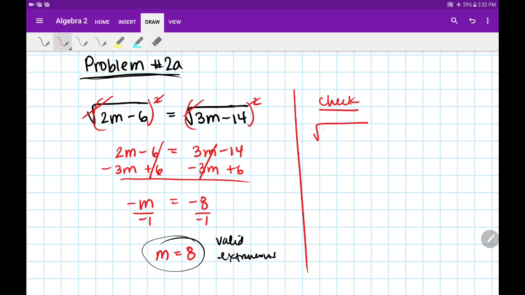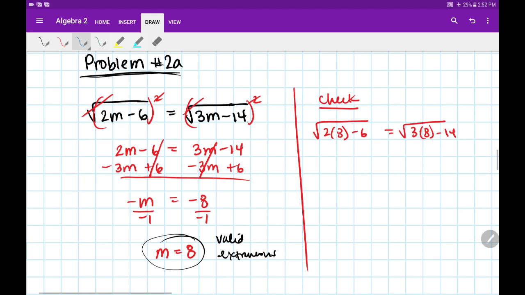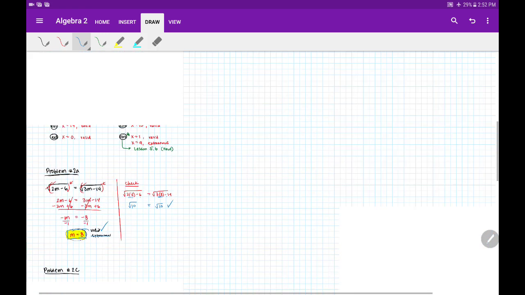So we're plugging in the square root of 2 times 8 minus 6 equals the square root of 3 times 8 minus 14. So on the left side, 2 times 8 is 16, and then 16 minus 6 is 10. On the right side, 3 times 8 is 24, then 24 minus 14 is also 10. Since this is true, that means m equals 8 is a valid solution.